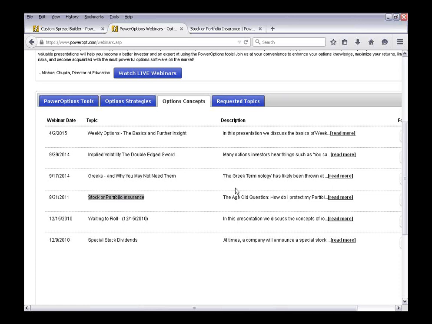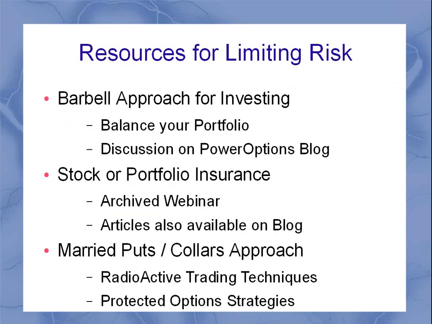But that other one I wanted to mention here, in addition to the blog article, we did a video on it as well. So evaluating stock or portfolio insurance, if you go to powerup.com/webinars.asp, click on the Options Concepts tab there, and then you'll see the one for stock or portfolio insurance to give you a little bit more in depth into that discussion on using puts on the ETFs and indexes, calls on the VIX versus insuring stock directly. But you can also find the article on the blog as well.